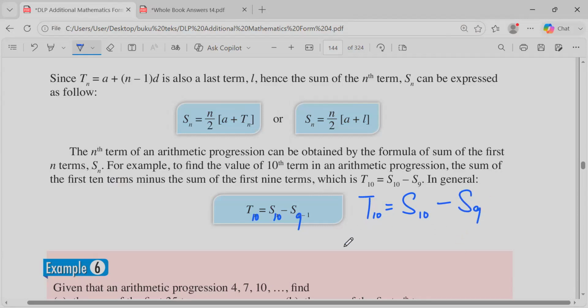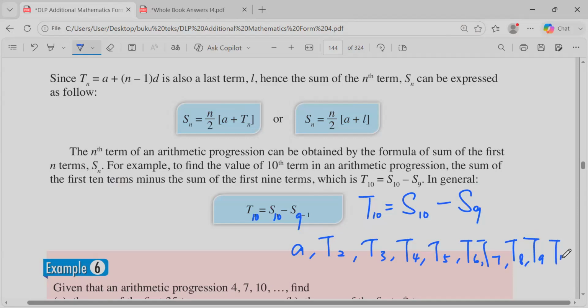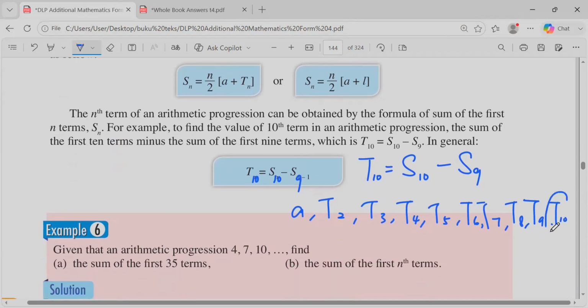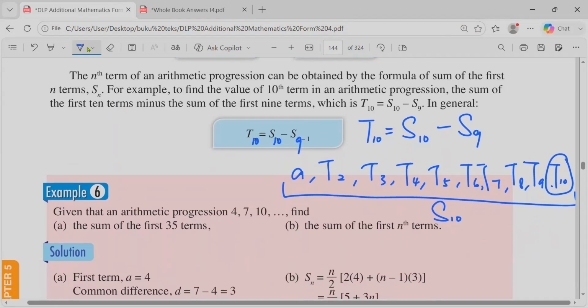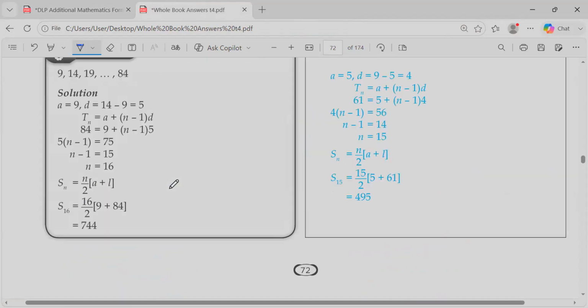So let's check. Means that 4, 5, 6, 7, 8, 9, 10. He wants to find out the last term, the number of the last term. So use the sum of the first 10 minus the sum of the first 9. The sum of the first 10 minus the sum of the first 9 will get the last term. So let's check the example.